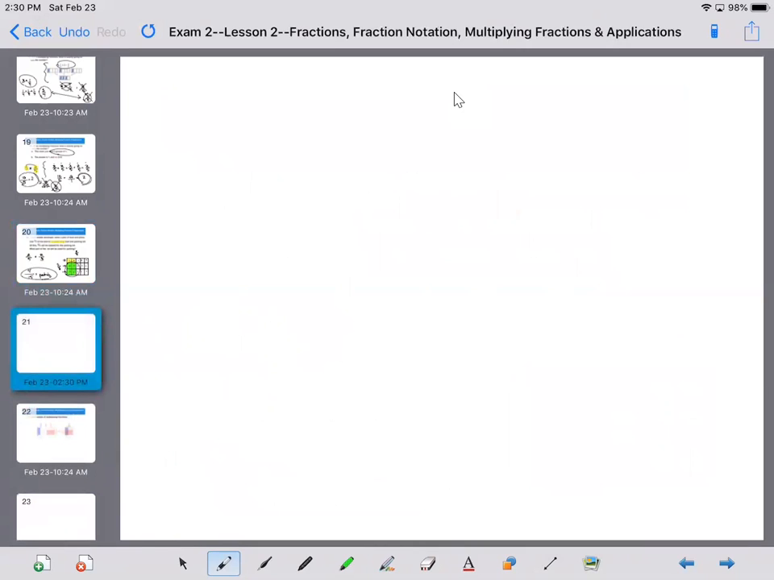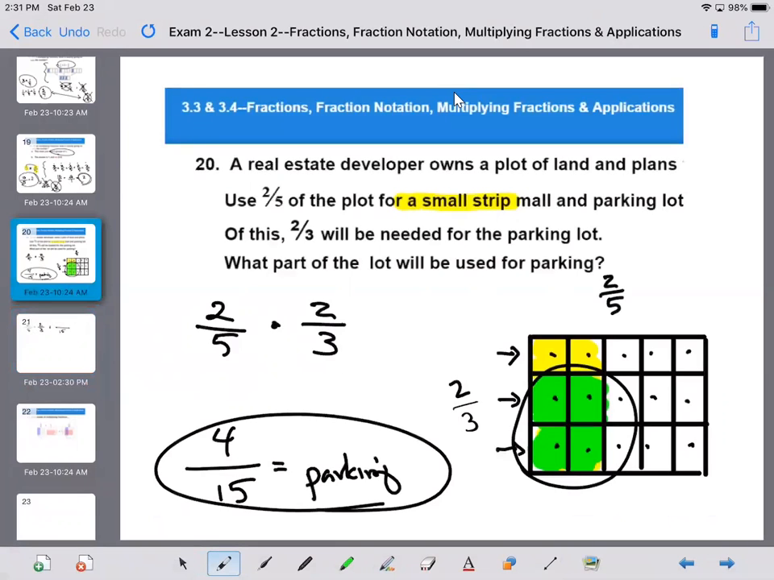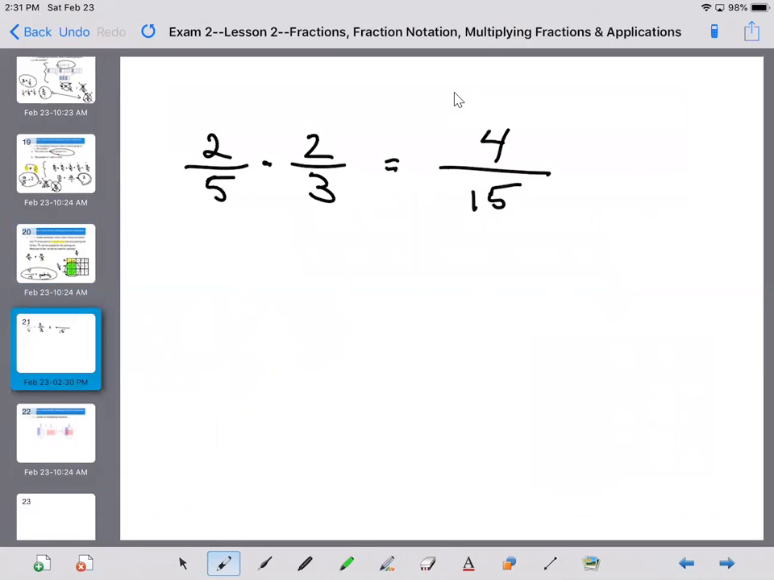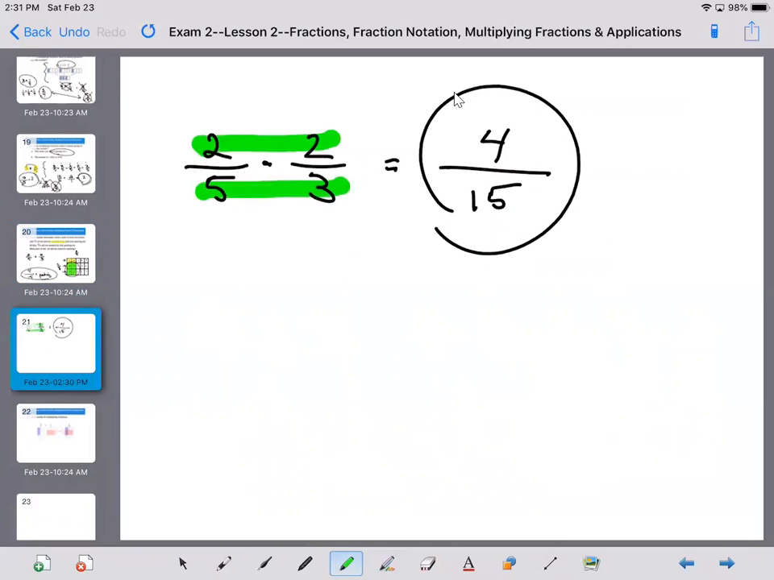So 2/5 times 2/3, you can multiply 5 by 3 because we've created a rectangle. Remember, we created a rectangle of 15, and then we wanted 4 of those pieces, so 2 times 2 would give us 4. So we're really multiplying those numerators and those denominators.